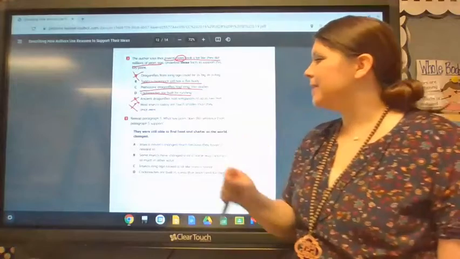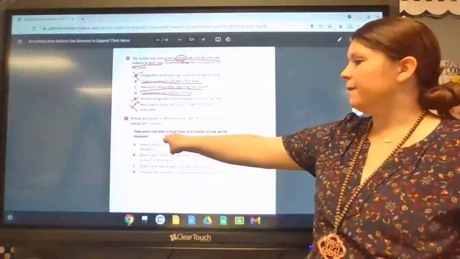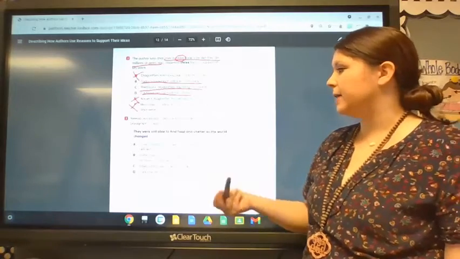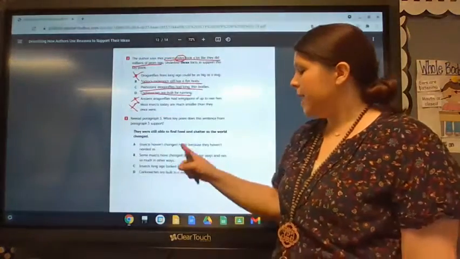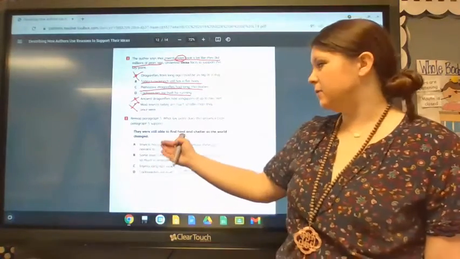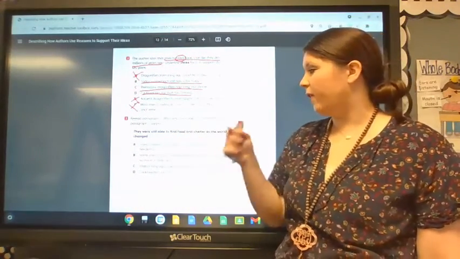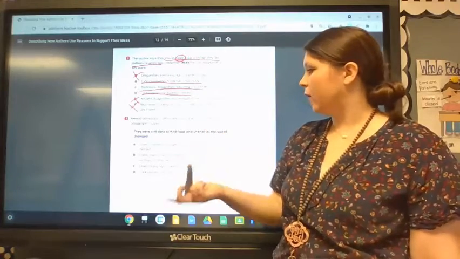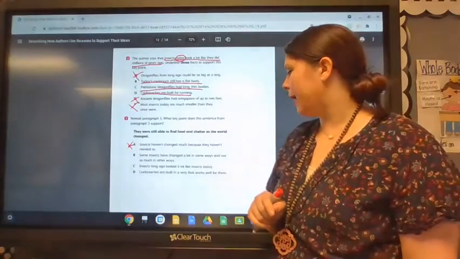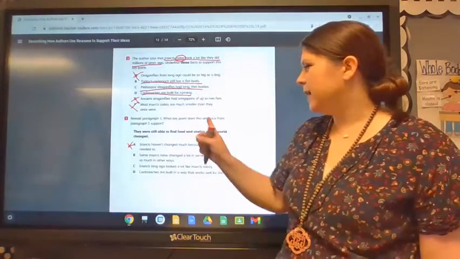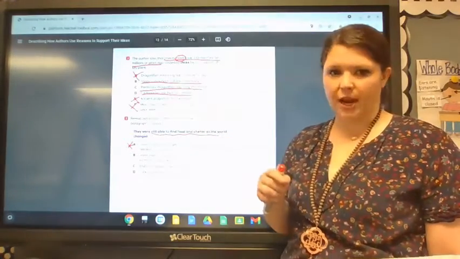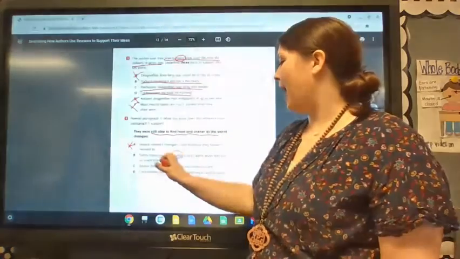All right, so what is the key point made that this reason supports? They were still able to find food and shelter as the world changed. A, insects haven't changed much because they haven't needed to. Does this sentence support that they were still able to find food as the world changed? Let's put a star beside that. B, some insects have changed a lot in some ways and not so much in other ways. Does that tell us why they were still able to find food and shelter as the world changed? No, that's telling us that they had to change.